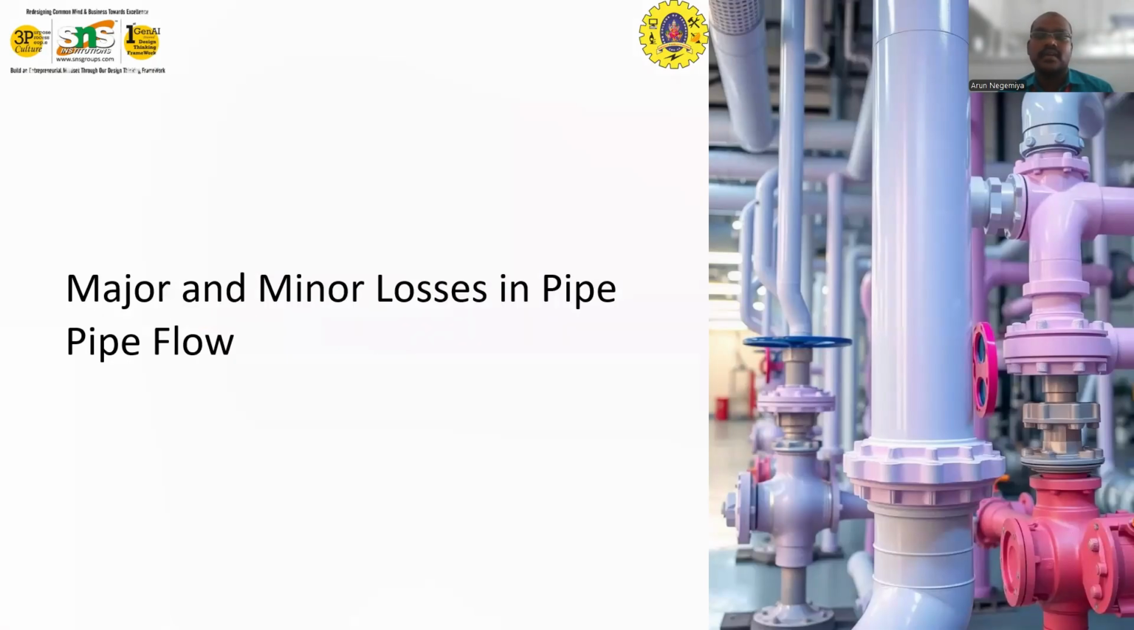So in major losses, it will be caused because of the friction resistance along the straight sections only. Minor losses can be caused by disturbances like pipe bending, fittings, elbows, reducing the pipe diameter, and suddenly enlarging the pipe diameter. These are all under the category of minor losses.